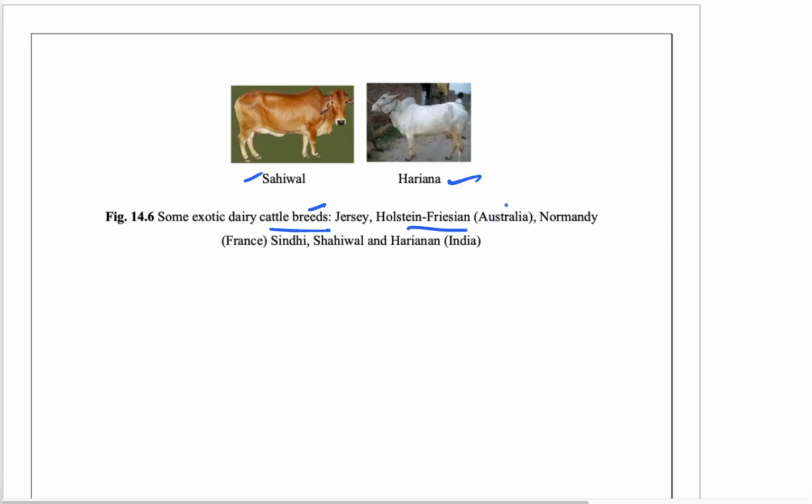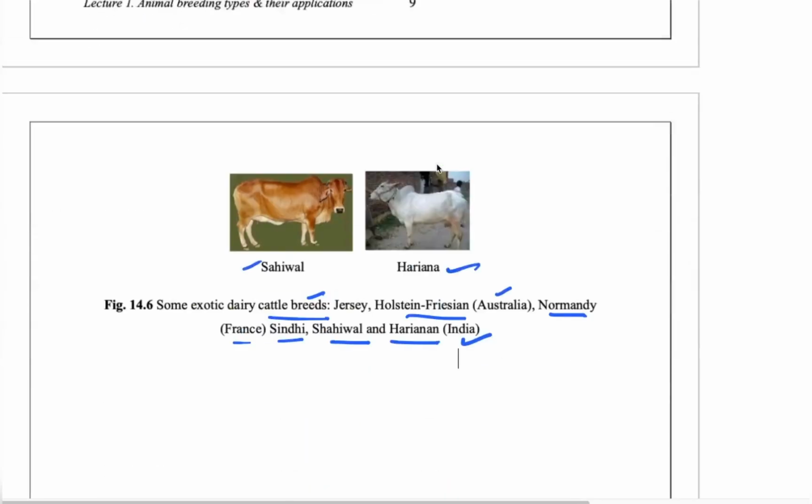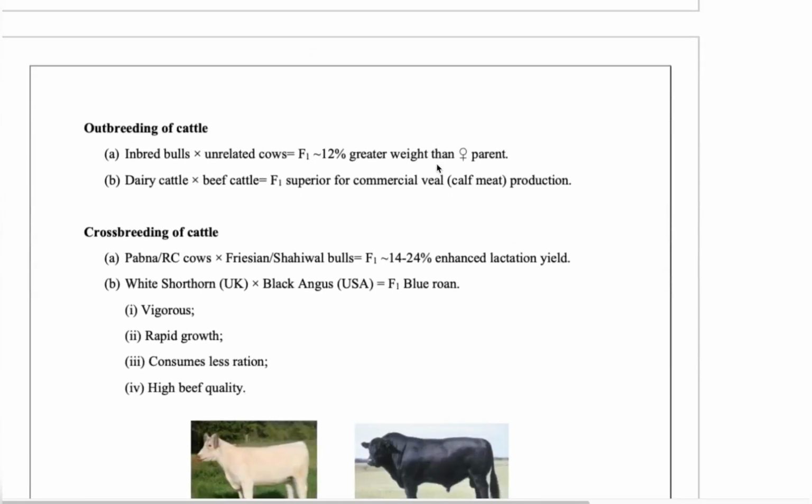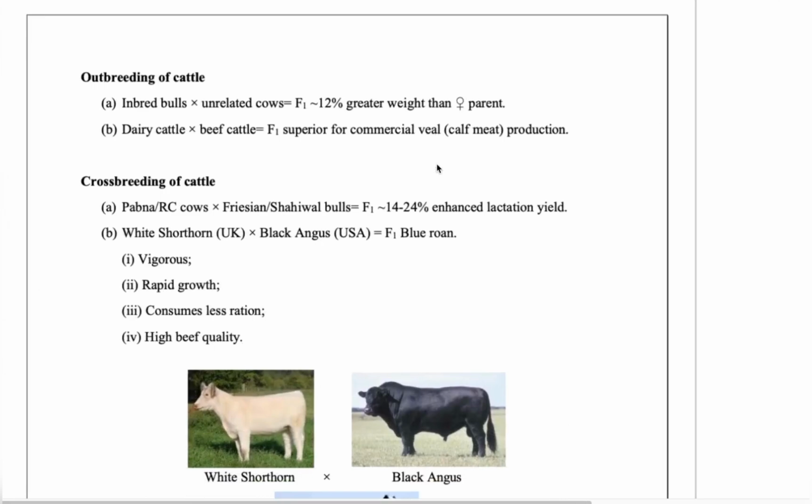Holstein Friesian is very, very common in Australia, and then there is Normandy in France. Sindhi, Sahiwal and Haryana are seen in Indian households, right? So these are the cattle breeds. What about outbreeding for cattle? Outbreeding of cattle will include two types. First is the inbred bull, and then an unrelated cow, right? Then there is dairy cattle and beef cattle. So you do outbreeding in these two manners.